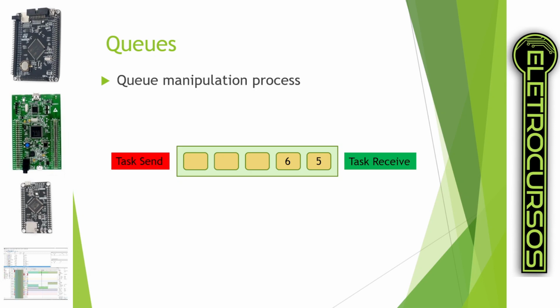Now the task receive enters the run state and attempts to receive the queue data. So the first value in the queue, the integer value 5, is received by the task and will be removed. The second value will be moved to the front of the queue.